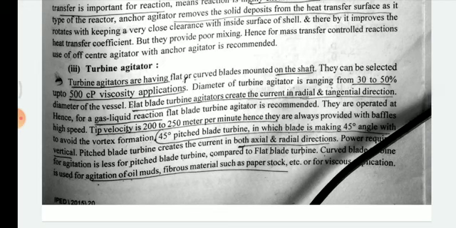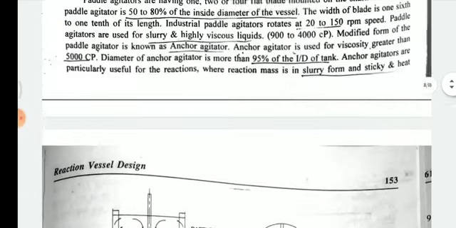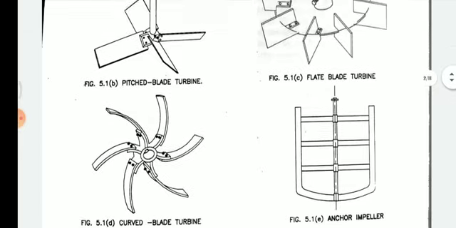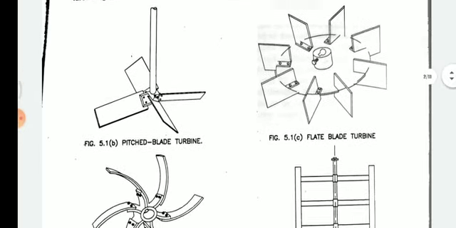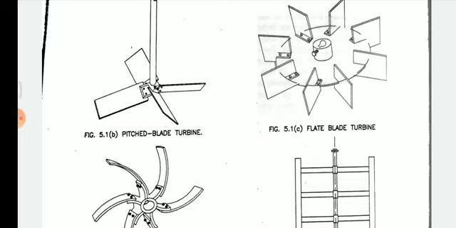Now the third type is turbine agitators. Turbine agitators are having a flat or curved blade mounted on the shaft. As we saw in the figure here, it is a curved blade and this one is a flat blade. This one is used for the turbine. Okay, pitch blade is also a turbine agitator.